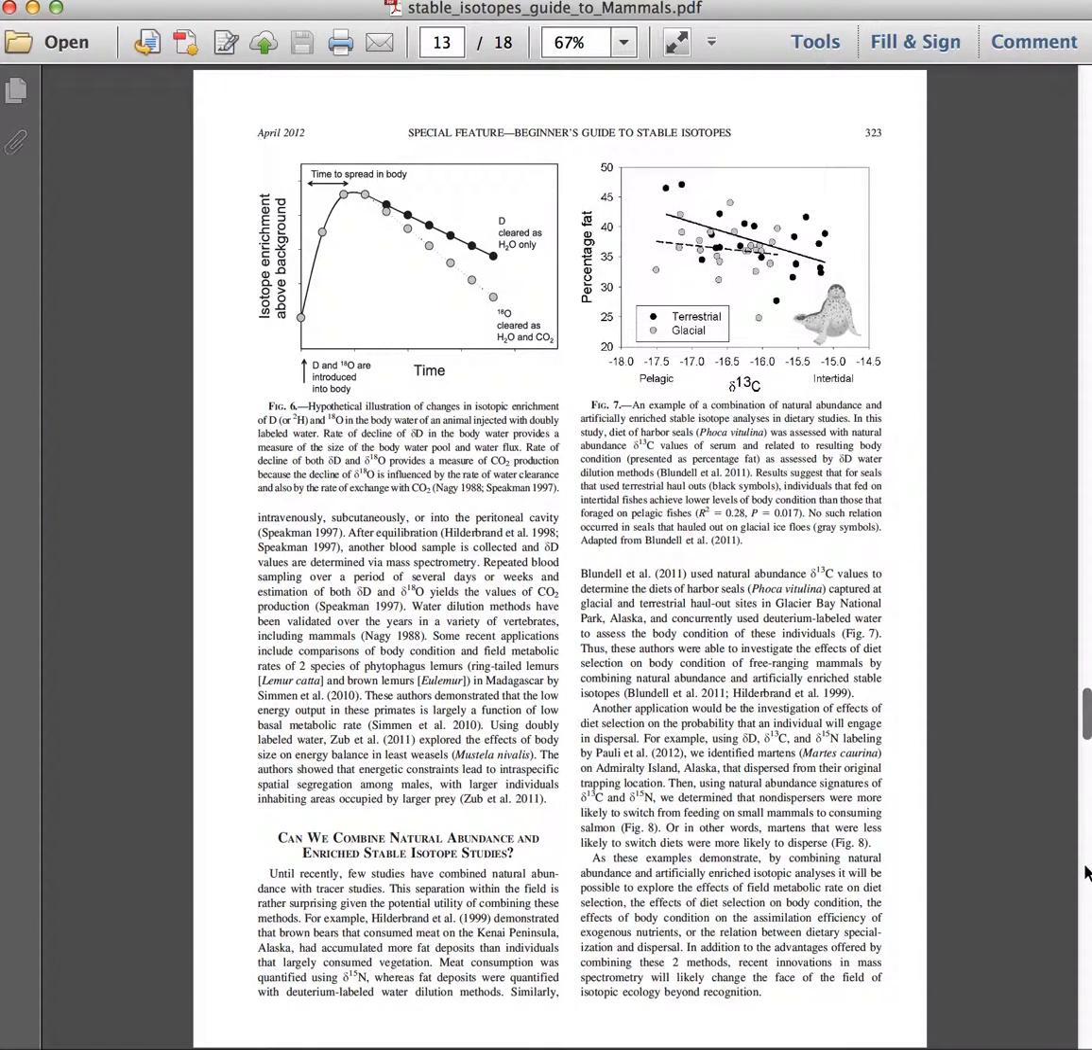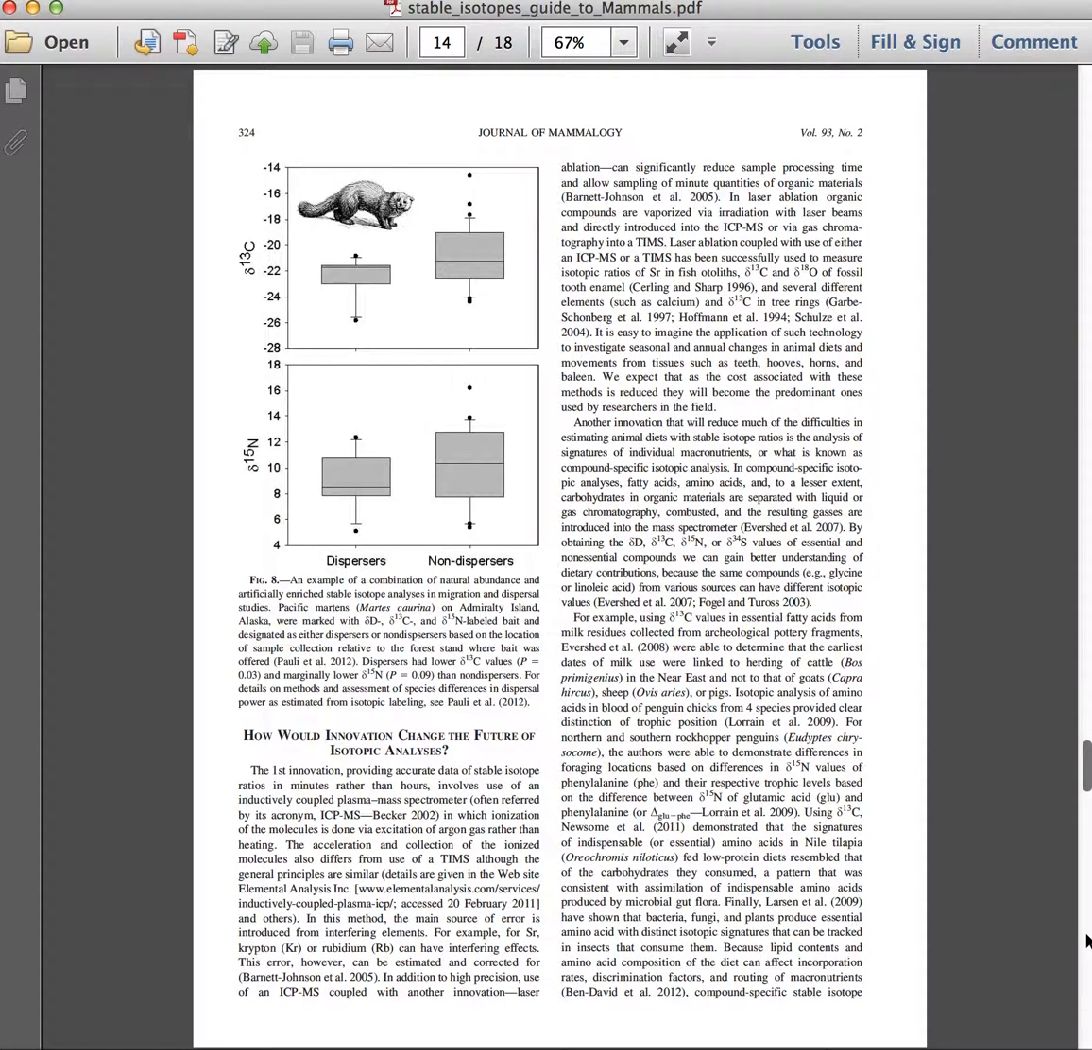Then we get, okay, so here's where they talk about combining these, right? Once you know what they are, then they want to talk about how you combine that with a more traditional isotopic study. And then finally, over here, they give you this section on how innovation could change the future of isotopic analyses. So I have, let's see, there are four main things in this section.